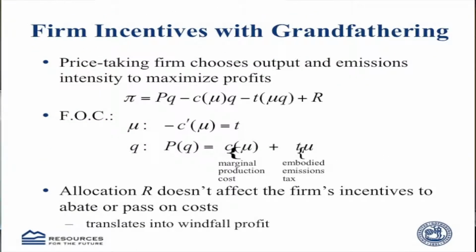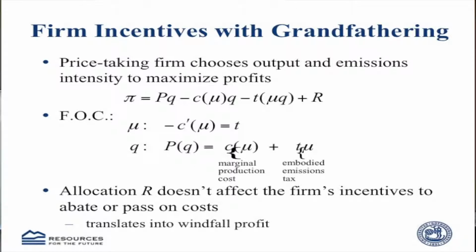Okay, so first let's just redo what presumably you've already done, thinking about incentives with grandfathering. So here's the profit function of the firm. You have revenues minus production costs minus tax costs plus whatever rents they're getting in their lump sum allocation. So what does this firm want to do with this problem? You're maximizing with respect to emissions intensity and to how much you want to produce.